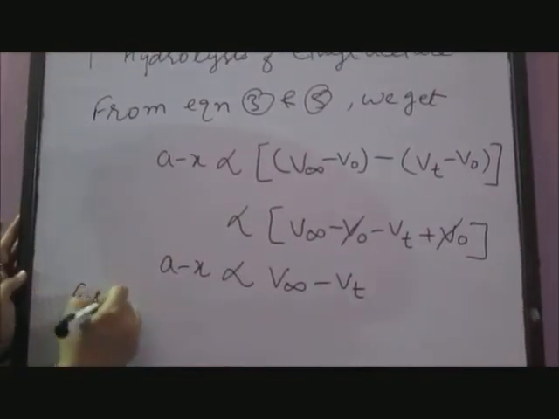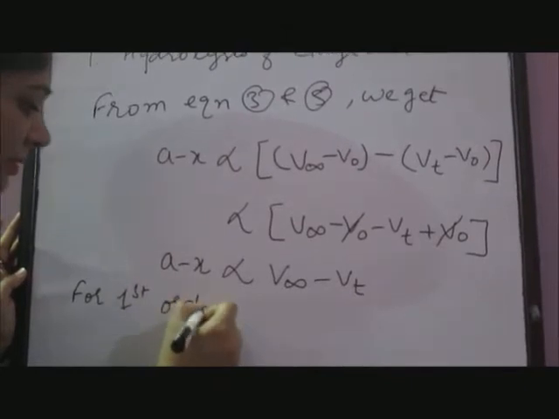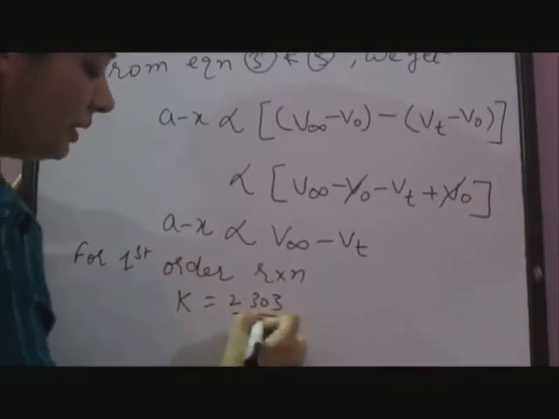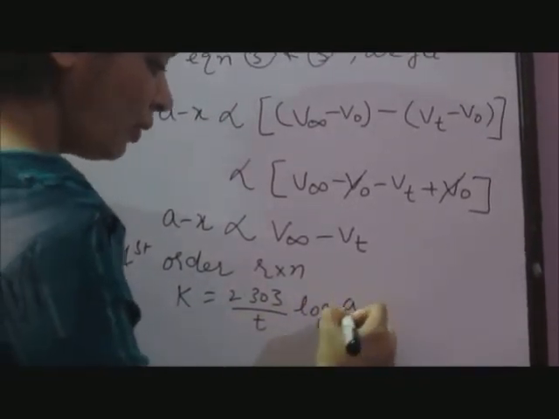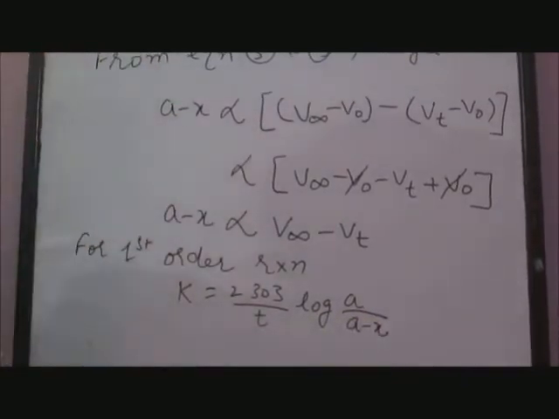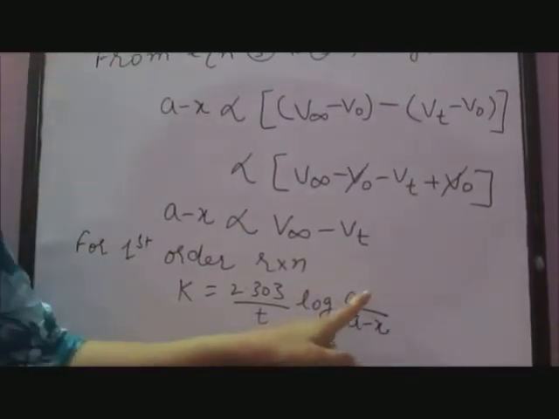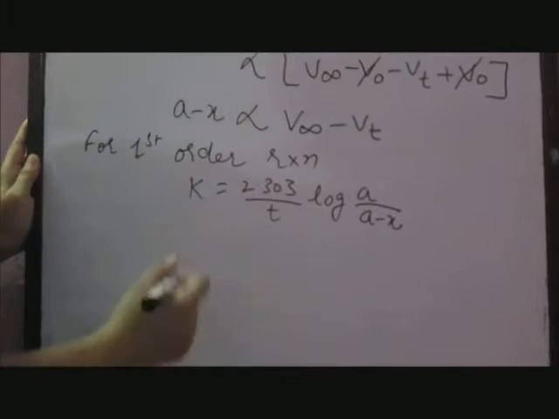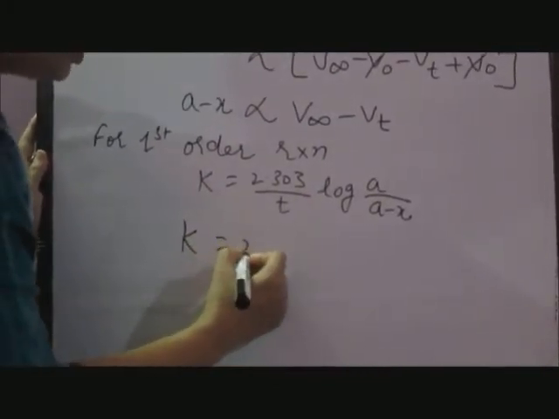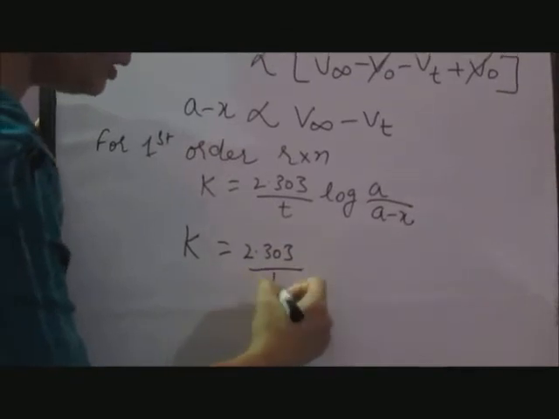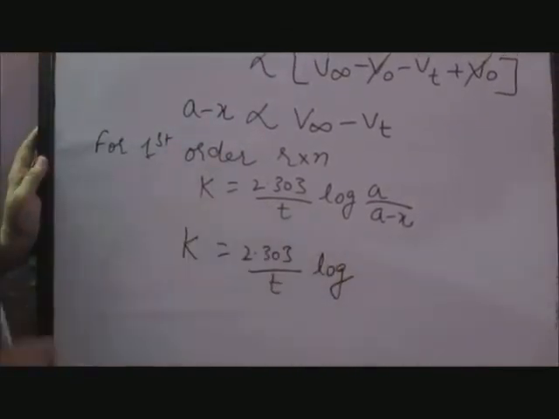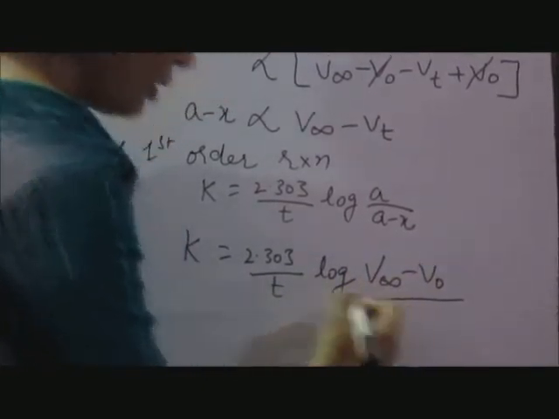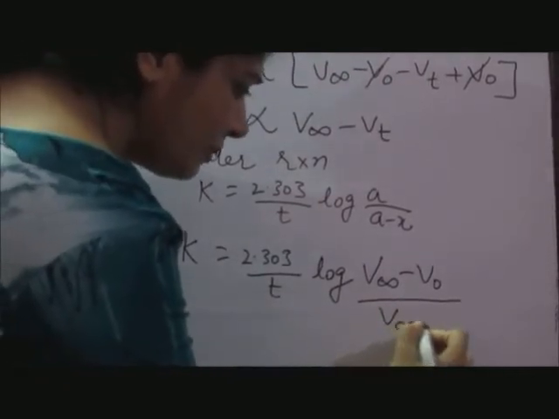Again, for first order reaction, K is equal to 2.303 upon T log A upon A minus X. By substituting the values of A and A minus X, we get K is equal to 2.303 upon T log V infinity minus V naught upon V infinity minus Vt.